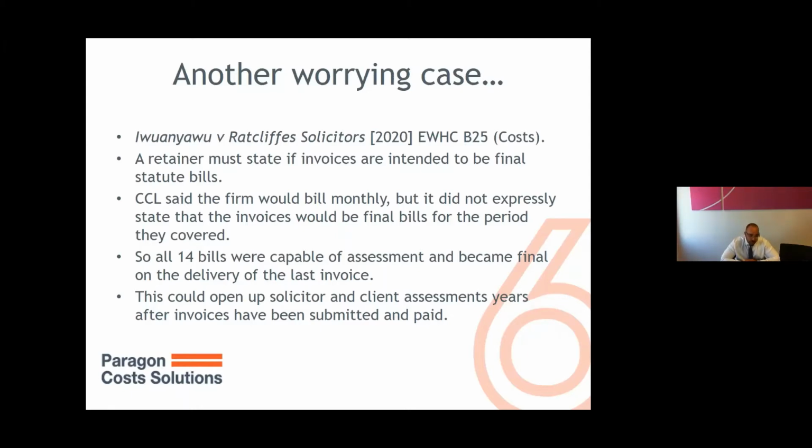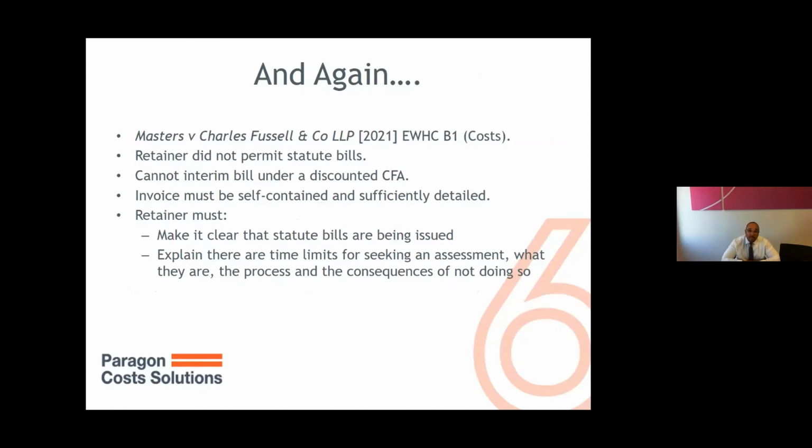And for anyone thinking, well, perhaps Master Gordon Saker was just having a funny 5 minutes and surely this is wrong, Master Riley reached the same conclusion in a case of Masters and Charles Fussell, again concluding that despite the format of the invoices or anything else, the retainer simply didn't permit statute bills. He said that invoices must be self-contained and sufficiently detailed, as we know, but that the retainer must make it clear statute bills are being issued.